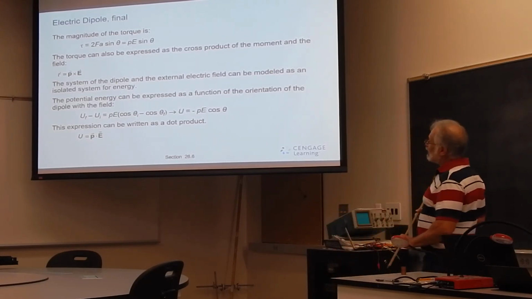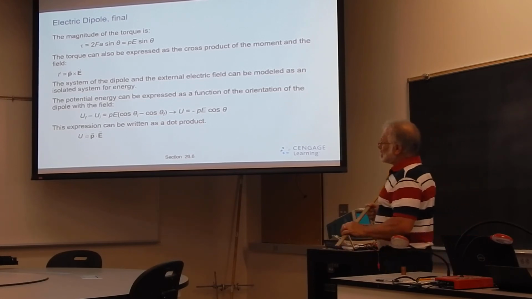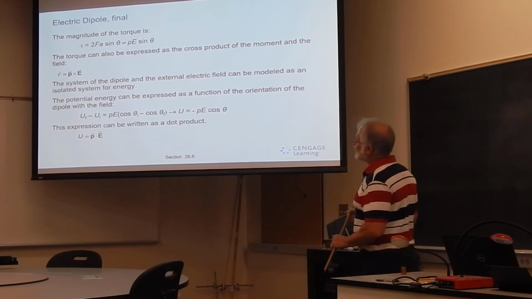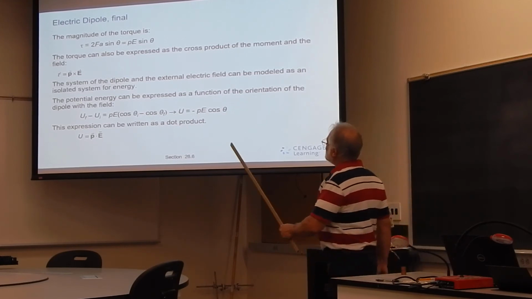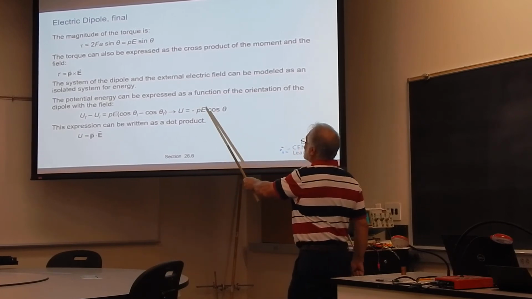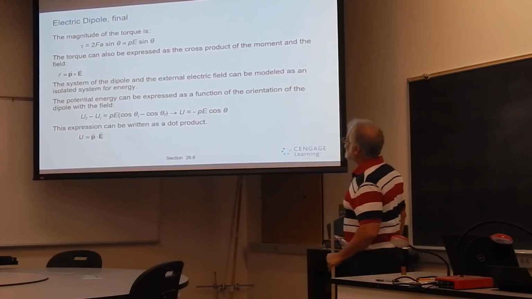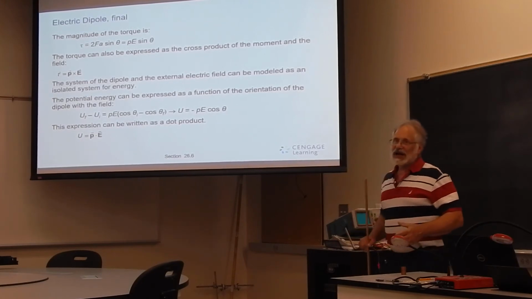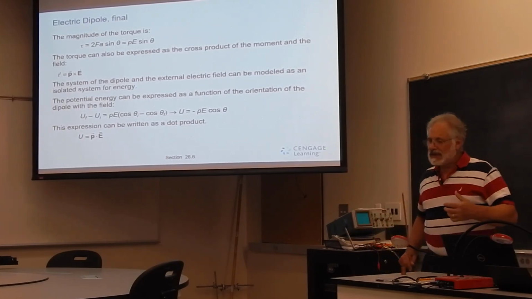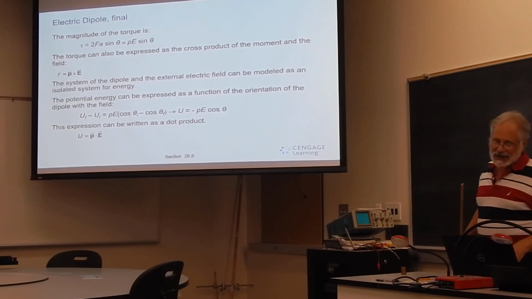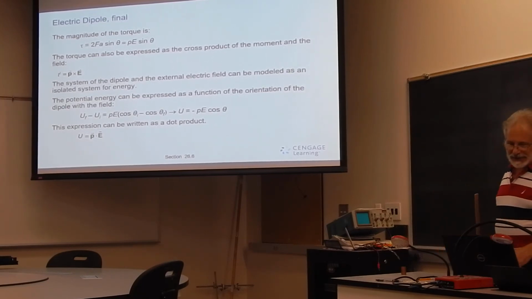By the same token, we can talk about the potential energy as a function of the orientation of the dipole, and we can write that as negative P dot E, or negative PE cosine theta, for the energy of a dipole. You'll see this for electric dipoles. More often, though, you'll see this for magnetic dipoles. Those will be coming later on in the course.